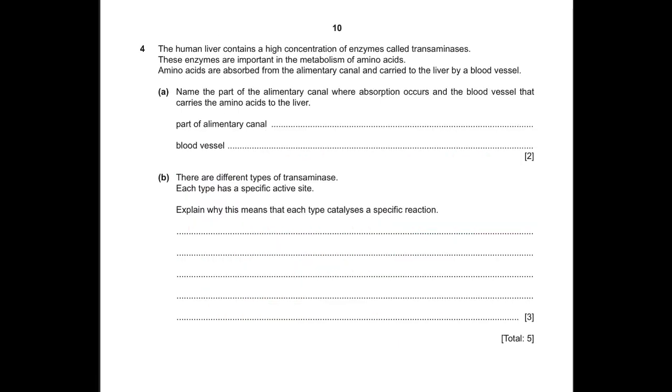Question 4. The human liver contains a high concentration of enzymes called transaminases. These enzymes are important in the metabolism of amino acids. Amino acids are absorbed from the alimentary canal and carried to the liver by a blood vessel. Name the part of the alimentary canal where absorption occurs and the blood vessel that carries the amino acids to the liver. So the part of the alimentary canal is the ileum or the small intestine, and the blood vessel is the hepatic portal vein.